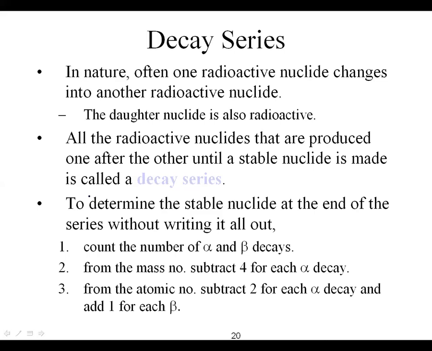And for every alpha decay, you could subtract 4 from the mass number, and you could subtract 2 from the atomic number. And for every beta decay, you could add 1 to the atomic number. So for example, let's see where we can do this here.